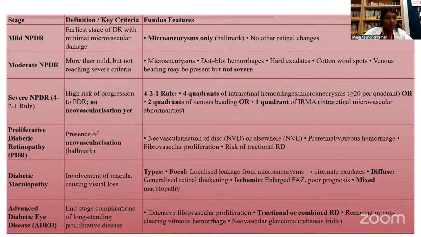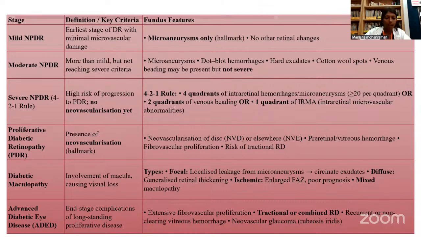Next one is PDR. The presence of neovascularization is seen, neovascularization of the disc or elsewhere in the fundus. Pre-retinal or vitreous hemorrhage and fibrovascular proliferation are seen. It has a high risk of tractional retinal detachment.